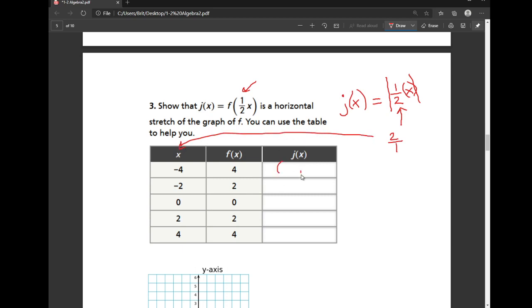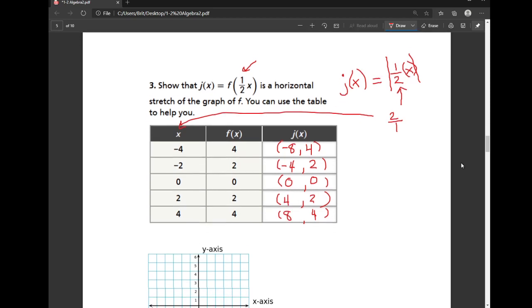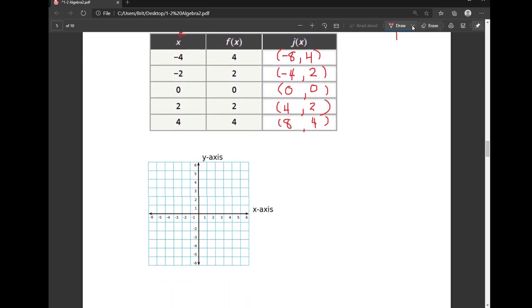Okay, so I'm going to make some ordered pairs here. So there's my ordered pairs. My y values, my f of x's, are going to stay as they are. And then I'm going to multiply each of my x values by 2. So -4 times 2 is -8. -2 times 2 is -4. 0 times 2 is still 0. 2 times 2 is 4, and 4 times 2 is 8. And then let's graph them. Let's see what we see here.